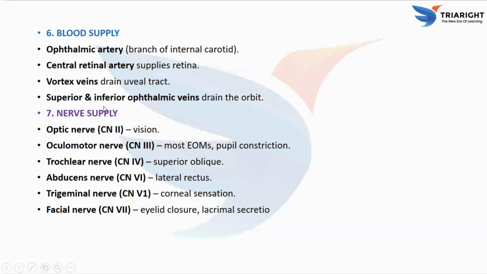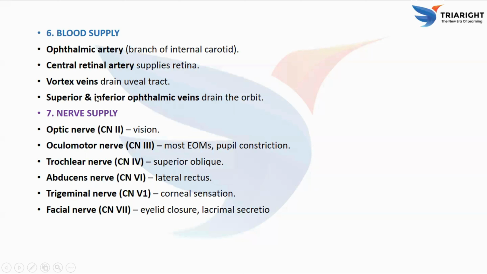Blood is also drained through the vortex veins. What do the vortex veins do? They drain the uveal tract, which is the choroid, ciliary body, and iris. There are 4 to 5 veins located in the quadrants of the eyeball. They drain the blood from the middle vascular layer.